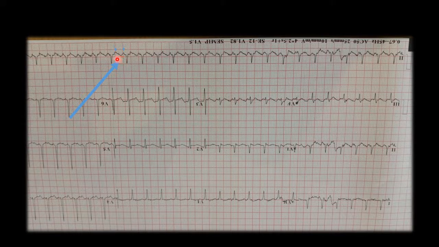There's a P wave, and there's a P wave. In the QRS complex, P wave, and P wave. And you can see the 2-to-1 conduction. Alright.